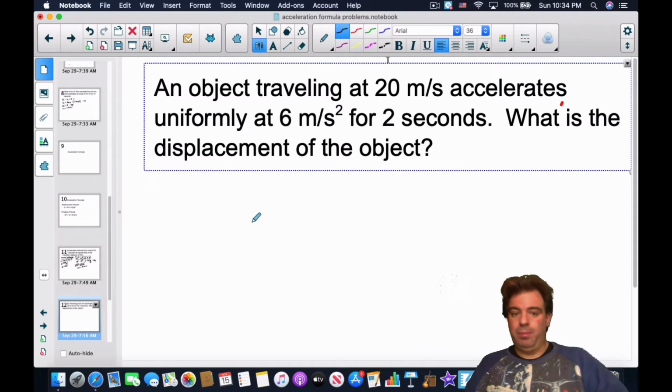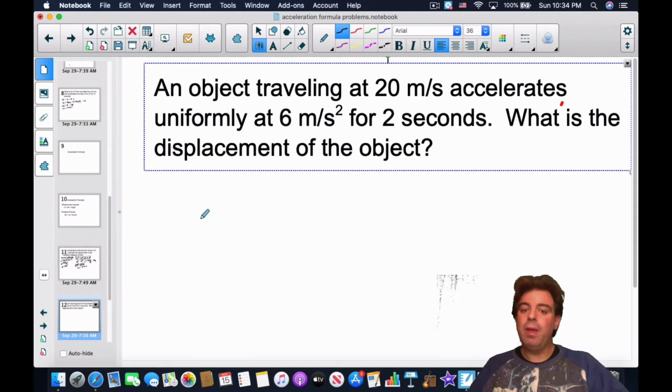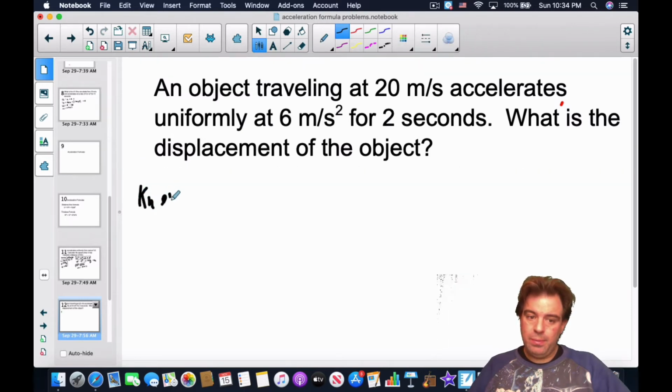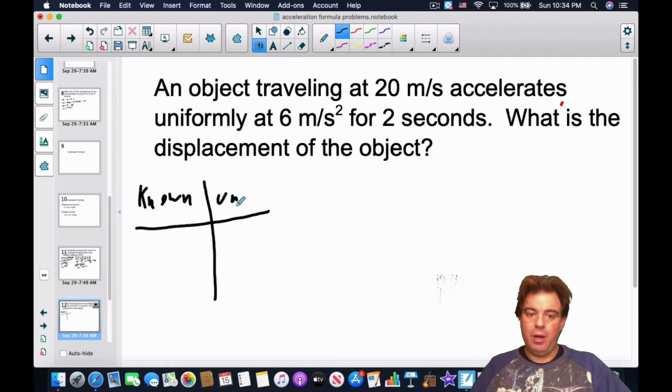Let's solve another problem. An object traveling at 20 meters per second accelerates uniformly at 6 meters per second squared for 2 seconds. What is the displacement of the object? Again, we do a known versus unknown chart.